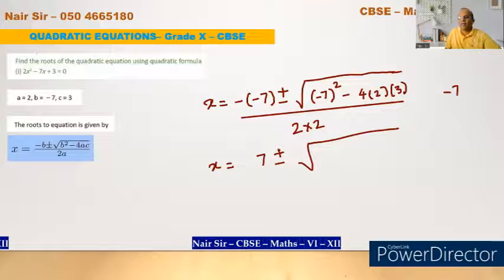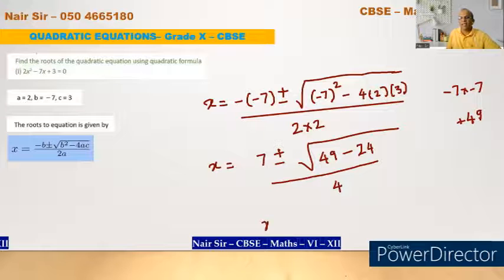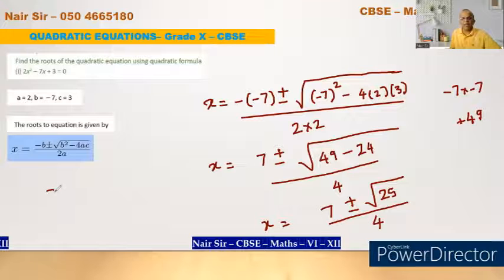Minus 7 into minus 7 is what? 7 sevens are 49, minus times minus is plus. So this is 49 minus 4 twos are 8, 8 threes are 24, upon 4. X is equal to 7 plus or minus, what do I get? 25 upon 4. Am I clear till now? Now let me take this here. So that is equal to 7 plus or minus root of 25, which is 5, upon 4.